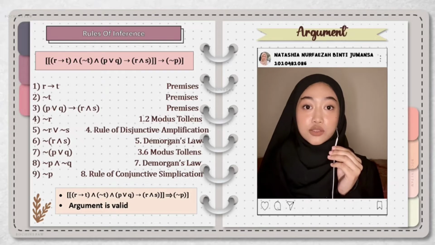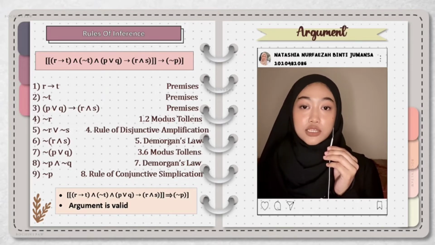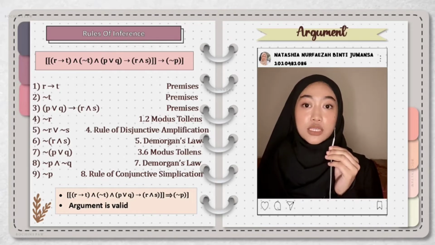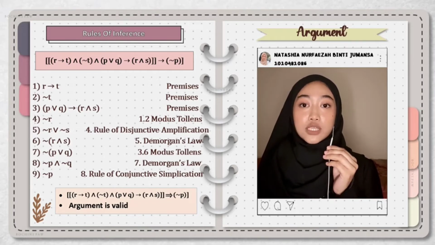Number 4, from 1 and 2, we get negation R by using modus tollens. Number 5, from 4, we get negation R or negation S by using the rule of disjunctive amplification. Number 6, from 5, we take out the negation by using De Morgan's law. Number 7, from 3 and 6, we get negation in bracket P or Q by using modus tollens. Number 8, from 7, we substitute the negation by using De Morgan's law. Number 9, from 8, we get negation P by using the rule of conjunctive simplification.